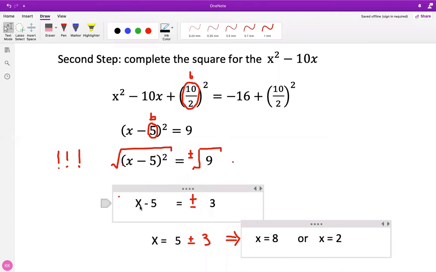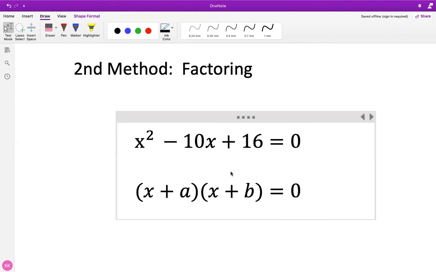When you solve for x, I just put the -5 on the other side of the equation, and we get x equals 5 plus or minus 3. So we get x equals 5 plus 3, which is 8. And we get the other solution, x equals 5 minus 3, which is x equals 2.